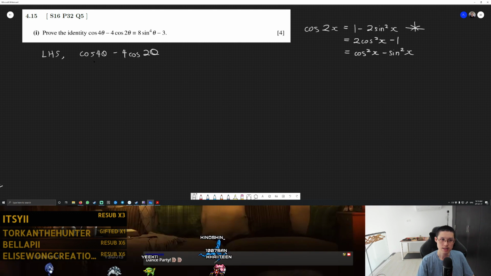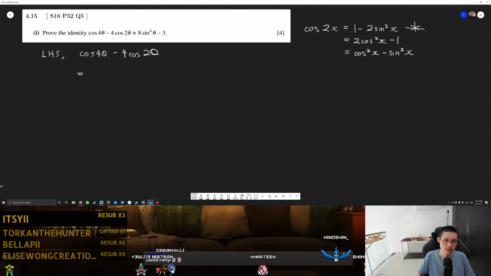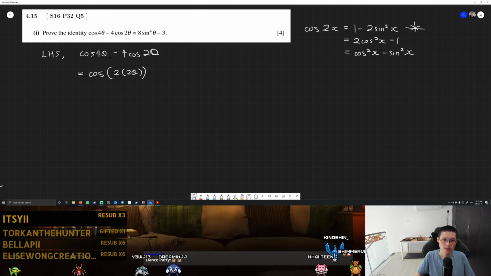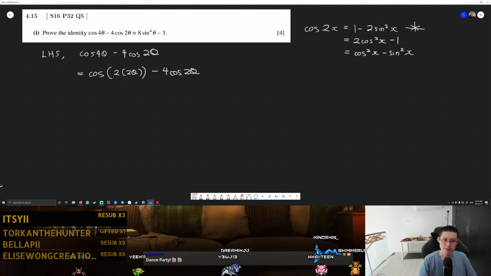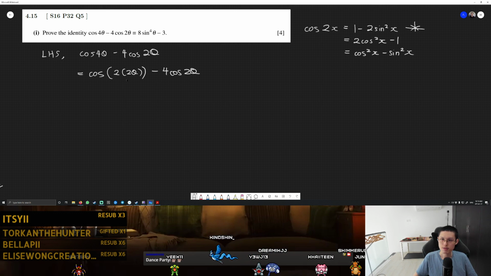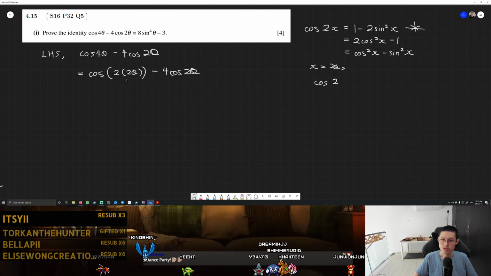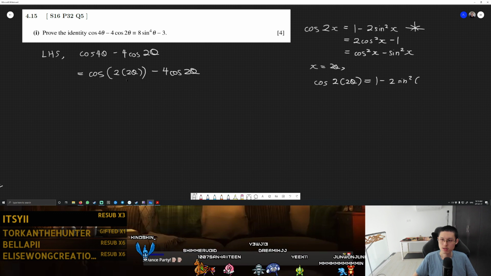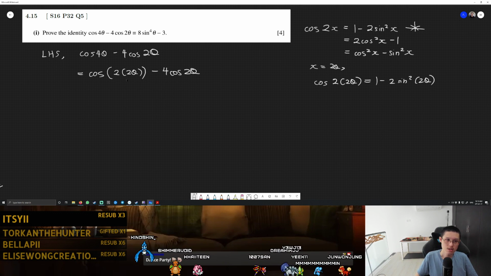However, if you look at this, you see that this is actually 4 theta and not 2x. So what can you do? Well, you can write it like this: cos 2 times 2 theta. Now this is kind of like a double angle formula, because it's 2 times x, right? If x is equal to 2 theta, then you would get cos 2 times 2 theta equals 1 minus 2 sine squared 2 theta. So that's what we are going to do.